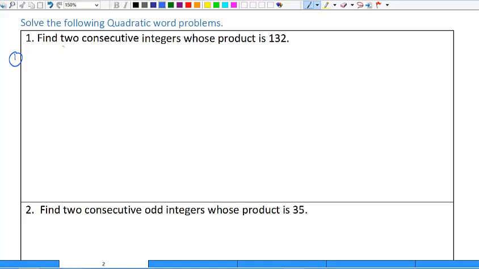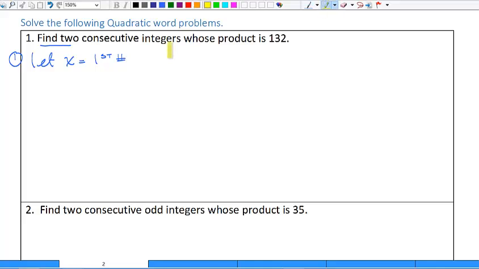So when I read this problem, find two consecutive integers whose product is... Okay, I have a directive. I'm trying to find two integers. So the first step says let x be equal to some variable that I don't know. What is the thing that I'm looking for? Well, I'm looking for an integer. I'm looking for two numbers. So I'm just going to say let x be the first number.